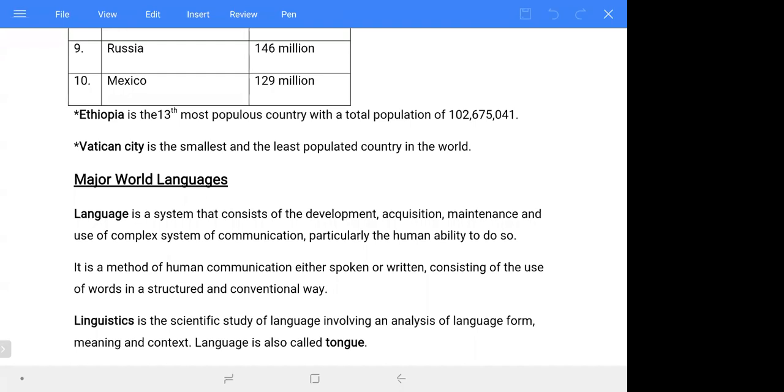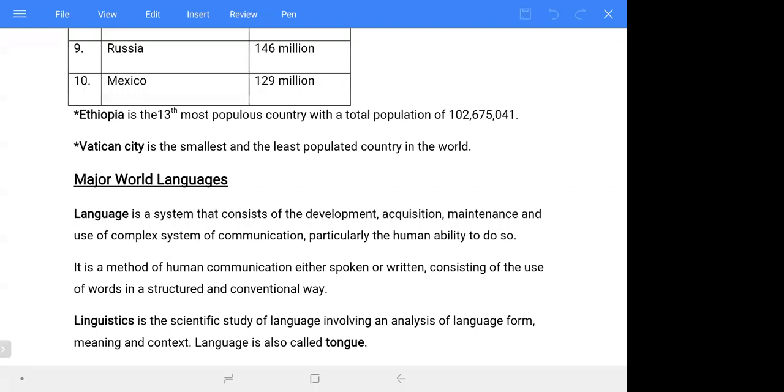Then how much is the total area of our country? 1 million. Yes, 1,104,300 square kilometers. The least populated country in our world is Vatican City. Vatican City, yes?